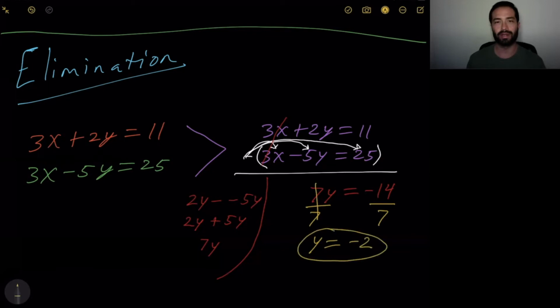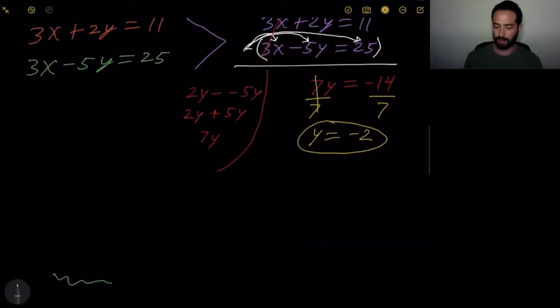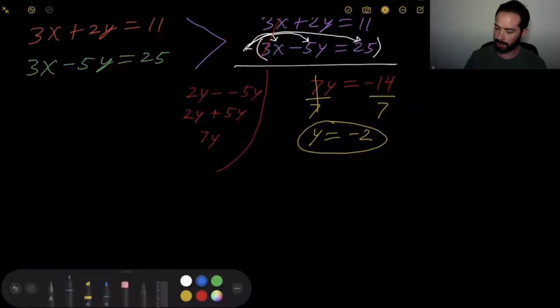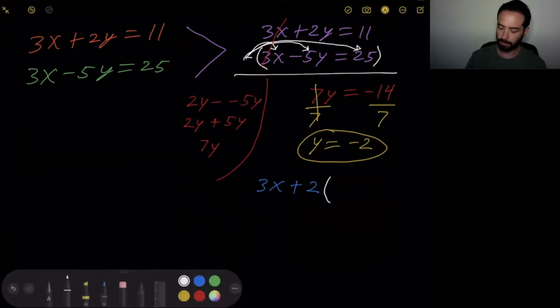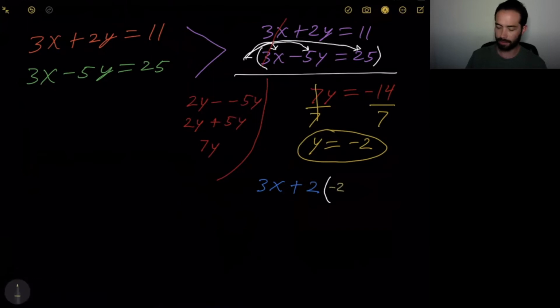Okay, so now I know what y is. Y equals negative 2. Well, I need to plug that in to one of the equations to figure out x. All right, let's do it. Okay, so we've got 3x plus 2, and then we're going to throw in some parentheses. Let's go with our negative 2 here.